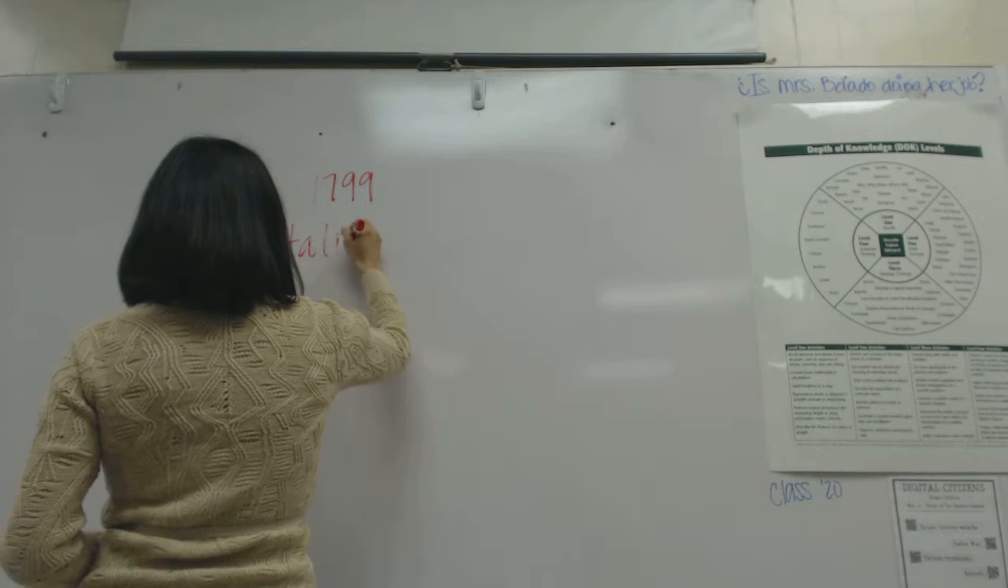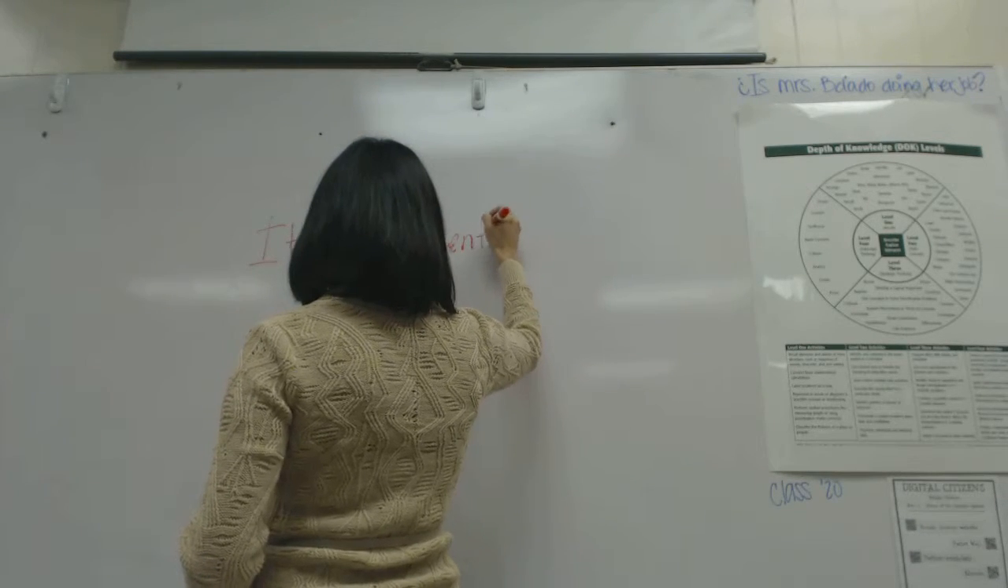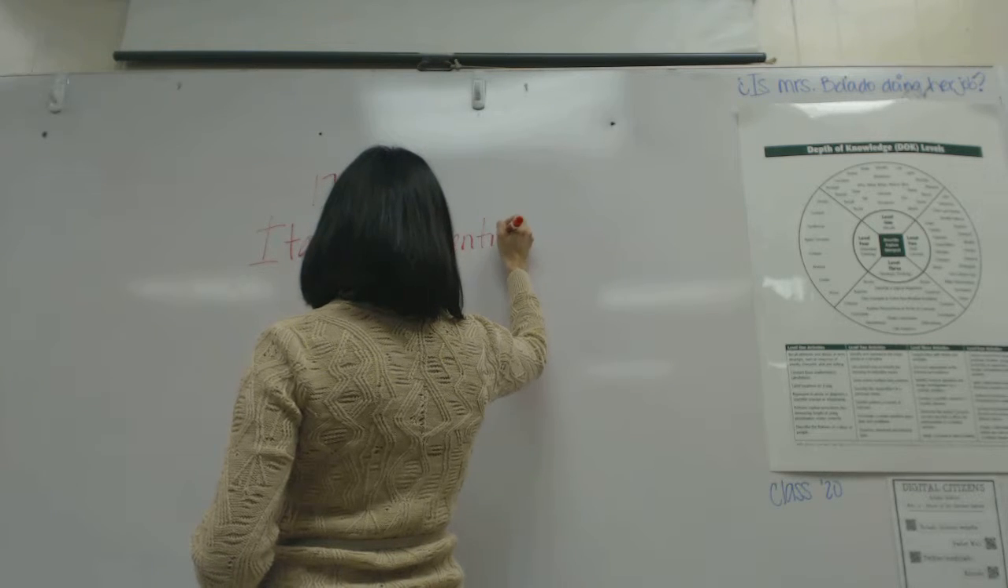So you put the history of phones, it tells you how big the phones were to little tiny phones.